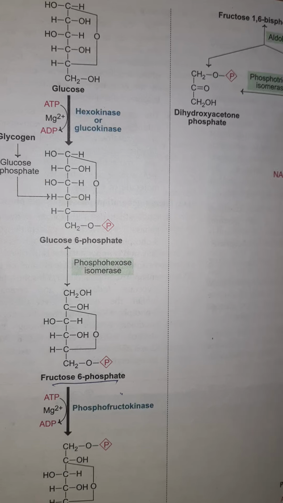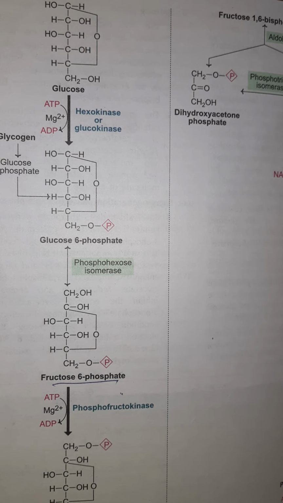This is the glycolysis pathway, and this pathway is divided into three distinctive phases. The first one is the energy investment phase, the second is the splitting phase, and the third one is the energy generation phase. First is the energy investment phase. That is for the first step, that is phosphorylation of glucose.